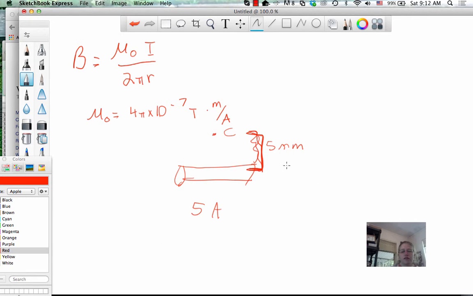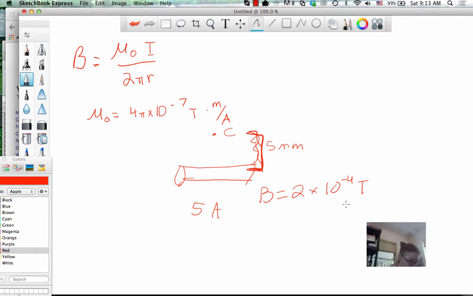Okay, so the first thing you definitely had to do was change that to meters, which was 5 times 10 to the negative 3 meters. And then you just plugged in with all these constants. One nice thing you'll notice with the 2 pi here and the 4 pi is that your pi's often cancel out, which can be handy. And when you do this, you should have gotten a magnetic field of 2 times 10 to the negative 4 Teslas.